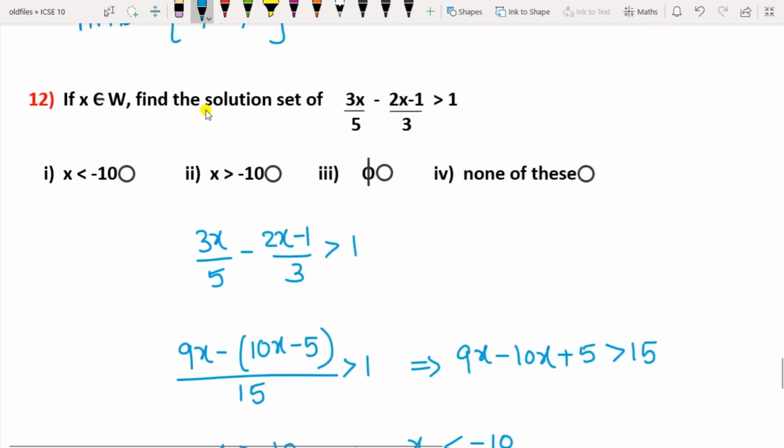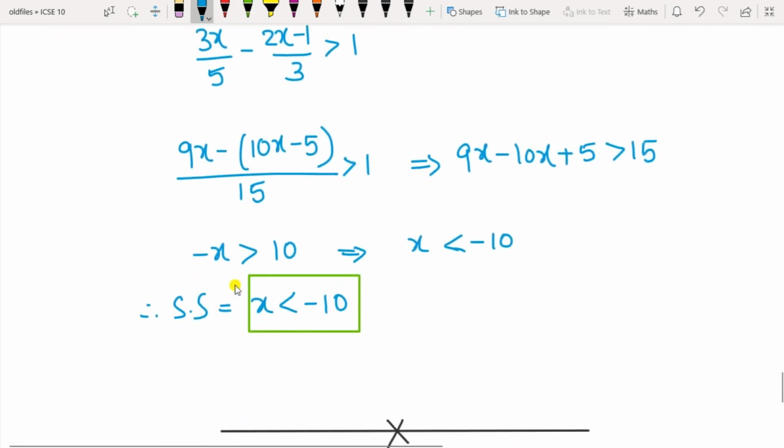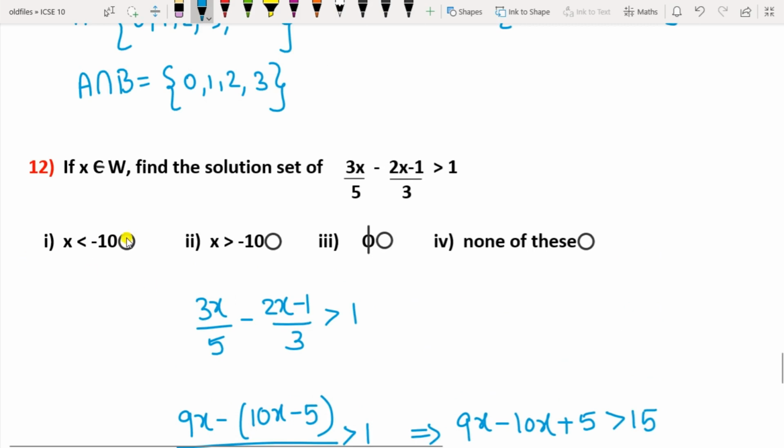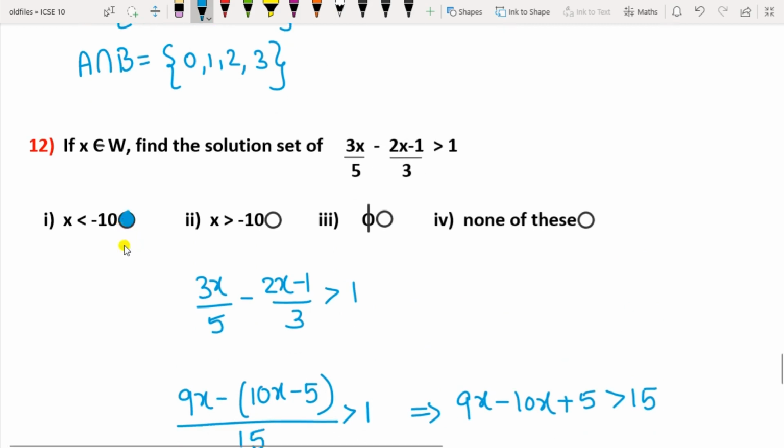And question 12 here is, x belongs to W, whole number, find the solution of this equation here. So solve this equation by taking the LCM and you get the value of minus x is greater than 10, so x will be less than minus 10. So x is less than minus 10 is the correct option, that is the first one. Okay, so now this is the pattern to solve the MCQs. Hope you must have understood it.